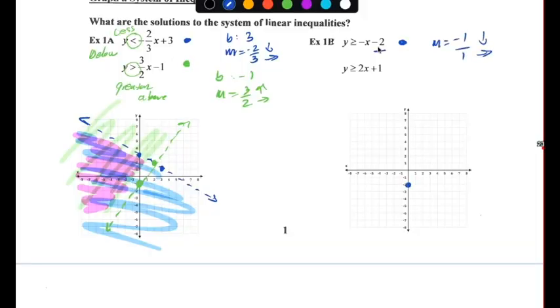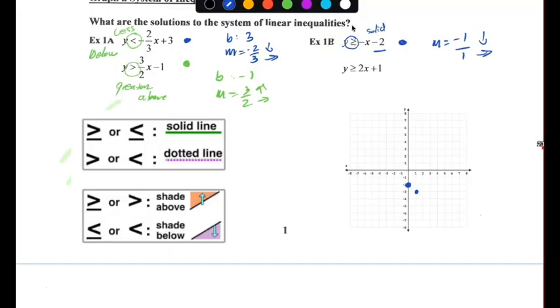We're going to go down 1 and right 1. Down 1, right 1, right there. This is a solid line because it has an equal to sign, solid. And it is greater than, we're going to shade above.